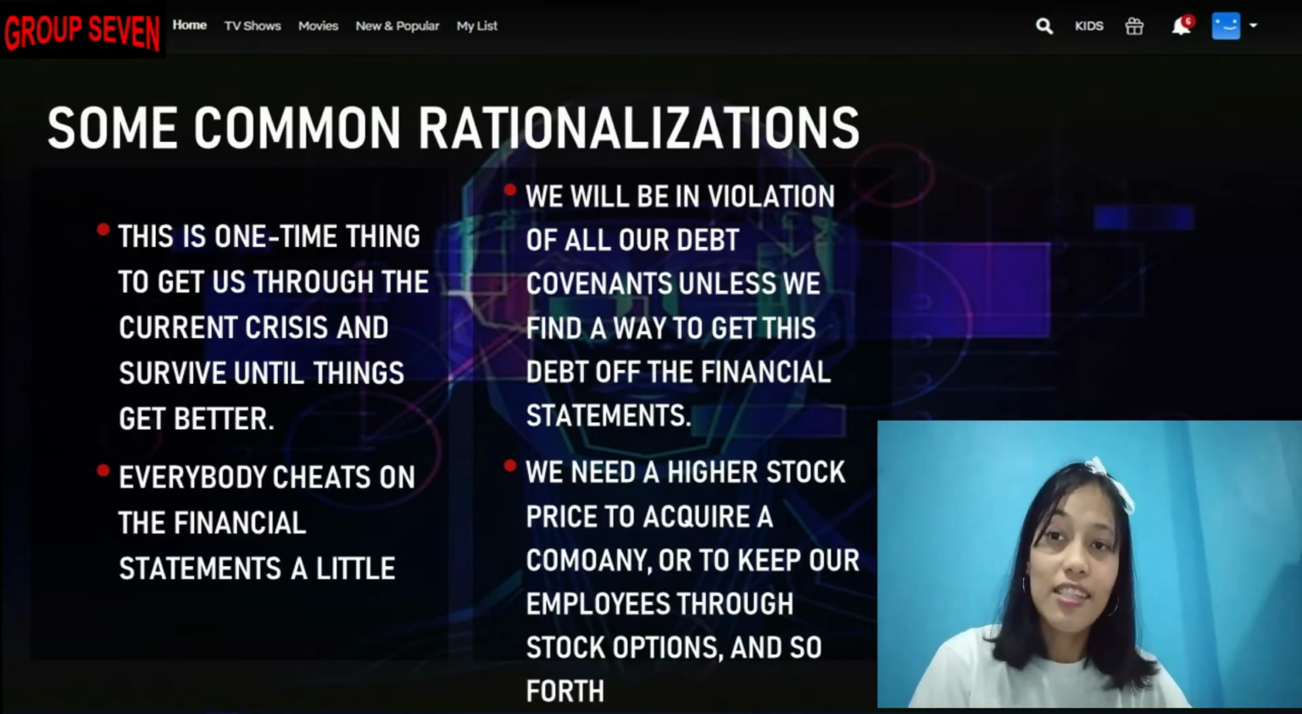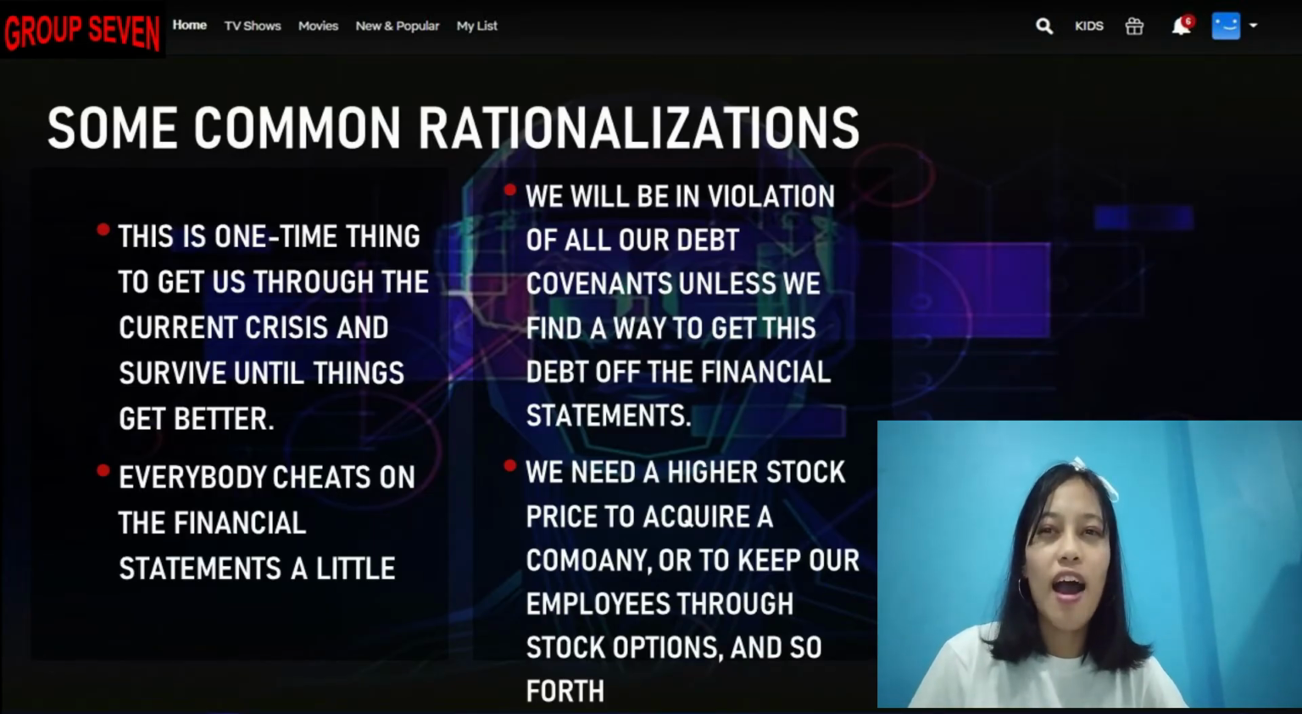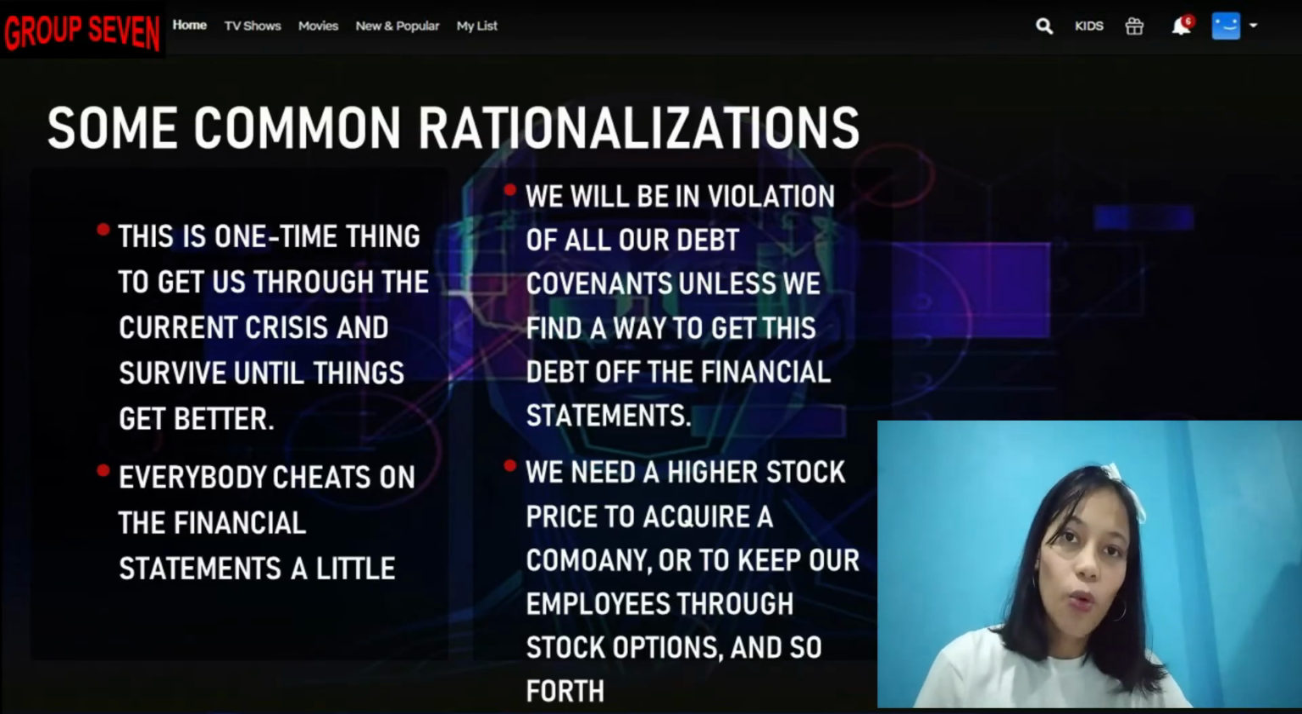Ayan, yung number 1 na iniisip nila. Next, as number 2, everybody cheats on the financial statement a little. We are just playing the same game. So, ayan. Nalaman nila na yung ibang kumpanya na nanduduga din naman. Hindi rin naman sila nahuli, diba? So, why not? Why not kami din manduga? Unti lang naman yung dudugain namin, hindi naman malaki.